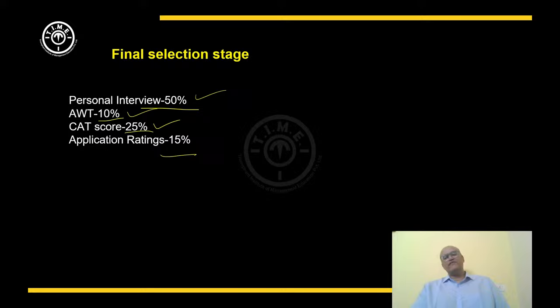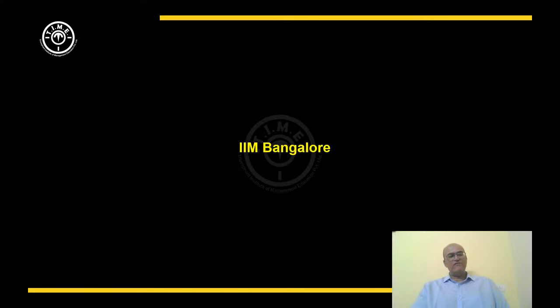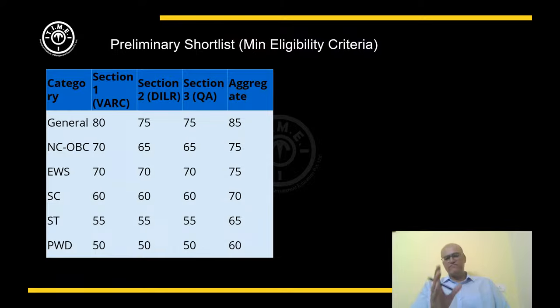Now, let's look at the next IIM. The next IIM in the list is IIM Bangalore. Let's see how IIM Bangalore carries out the process. So again, IIM Bangalore also will have a three-stage process. In the first stage, there is a preliminary shortlist that's getting generated on the basis of your CAT performance.